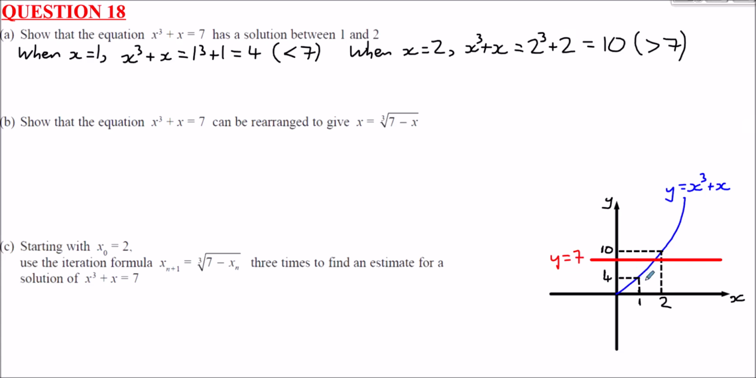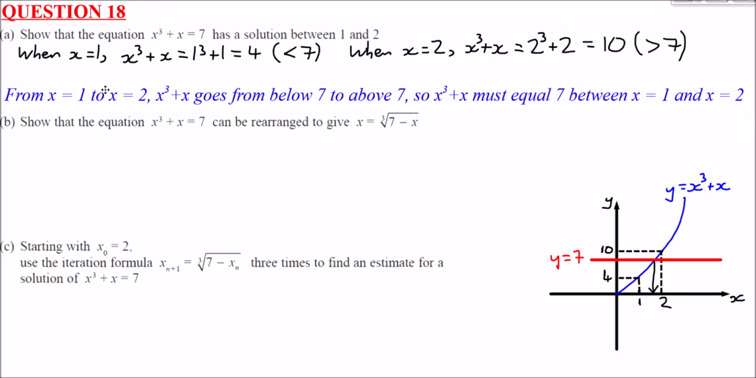And because it's equal to 4 when x is 1 and equal to 10 when x is 2, that stands to reason, but it's got to be equal to 7 somewhere in between when x is 1 and when x is 2. So in terms of wording it for the exam, you might want to put something like this. From x equals 1 up to x equals 2, x cubed plus x goes from below 7 to above 7. So x cubed plus x must be equal to 7 between x equals 1 and x equals 2.